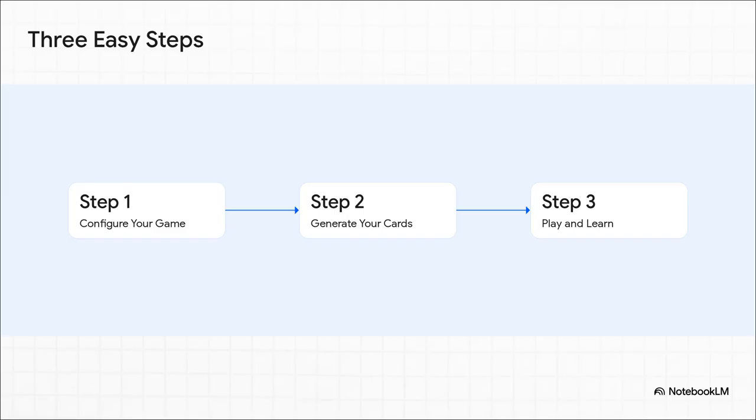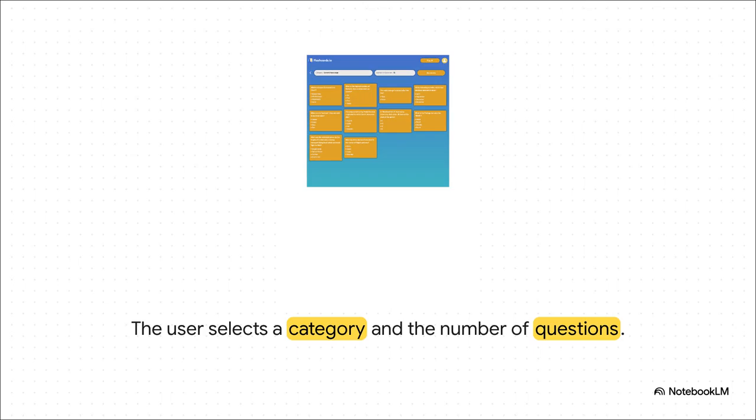Getting started is incredibly fast. They boiled it down to this simple 3-step process. The whole idea is to reduce the friction and get you into the learning part as quickly as possible. So, step 1, you're in the driver's seat. You get to be the game master. You pick your category, here it's music, and then you decide how deep you want to go. Want a quick 10-question quiz, or are you up for a 50-question marathon? It's totally up to you.